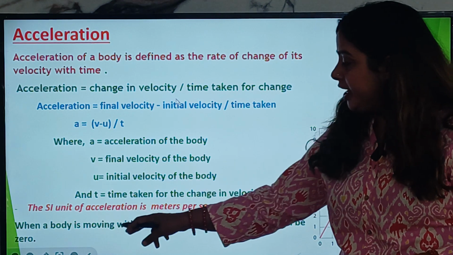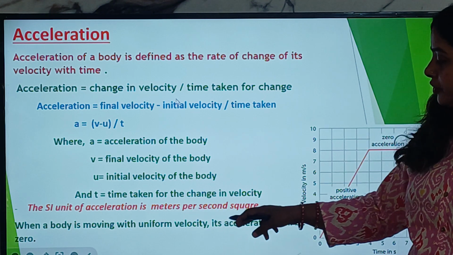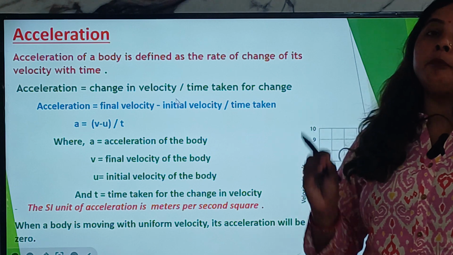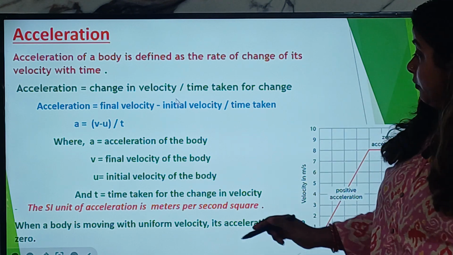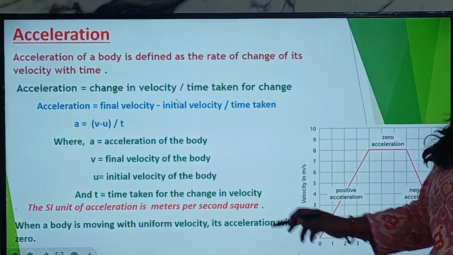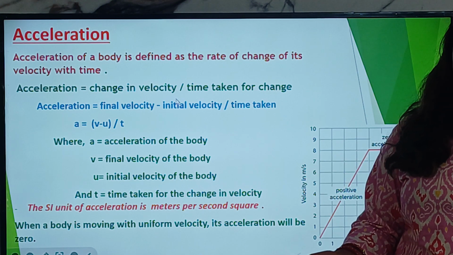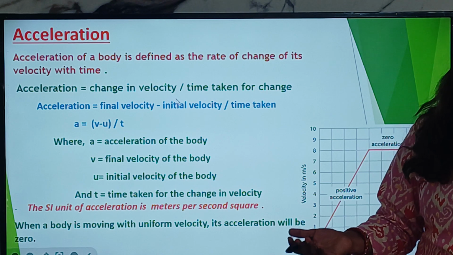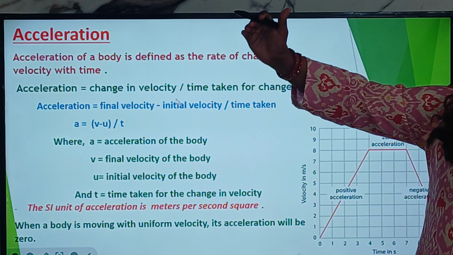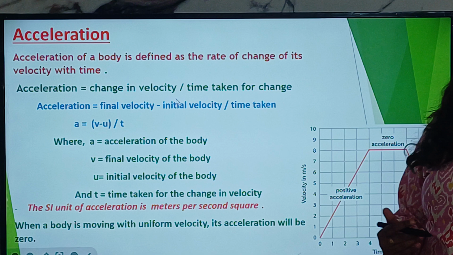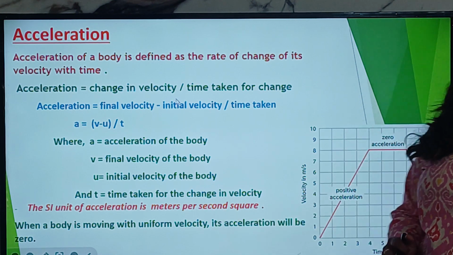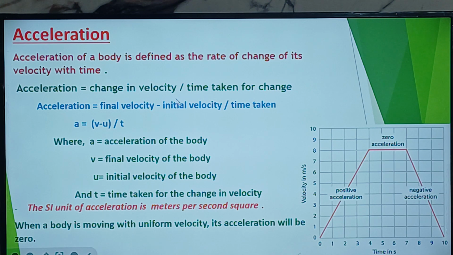Now, when a body is moving with uniform velocity, its acceleration will be zero. This is a very important point, children. When a body is moving with uniform velocity, what does it mean? Uniform velocity means there is no change in velocity. When a body is moving in a certain direction without change in velocity, it has a uniform velocity. We can study this in the graph also.